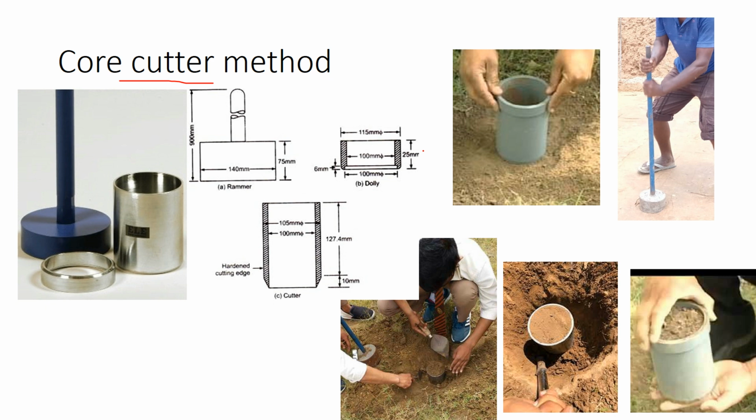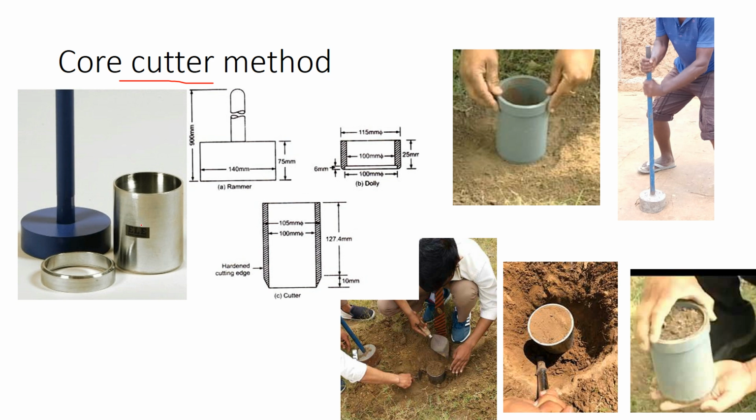Cohesion is a force of attraction between the particles, and that is what we call cohesive soil. Cohesionless means sand or gravel. As I said, in sand, particle and particle will not attract each other, but clay particles stick to each other. So for clay soil we use the core cutter method, where we have a hammer, a rammer, a dolly and a cutter. This is the dolly and this is the cutter.